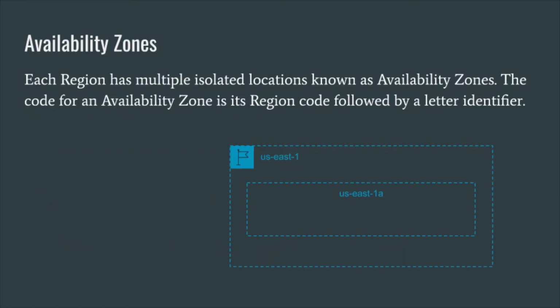Each region has multiple isolated locations known as availability zones. The code for an availability zone is its region code followed by a letter identifier.